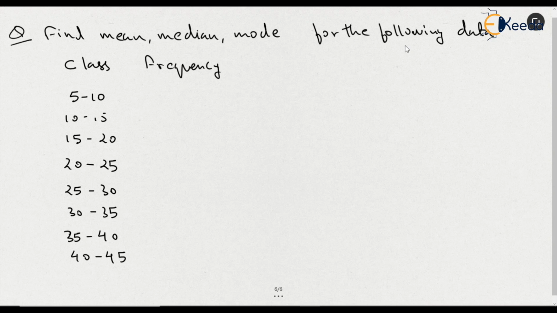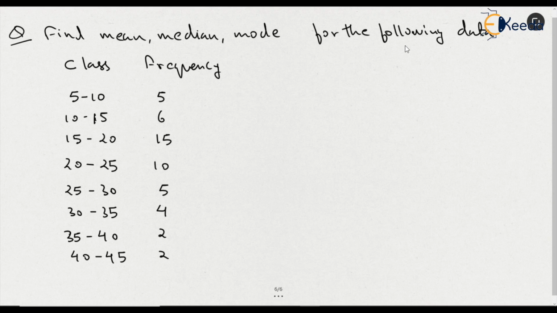Let's say we have this number of intervals, and we can clearly see the width will be 5. The frequency is also given as 5, 6, 15, 10, 5, 4, 2 and 2. Now the class is given, the frequency is given.